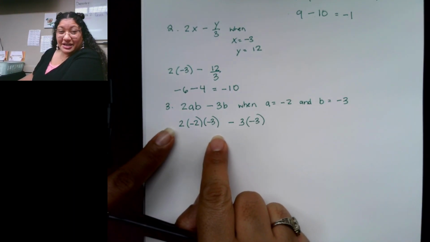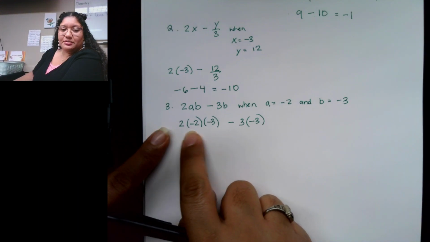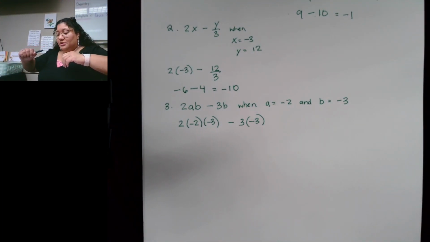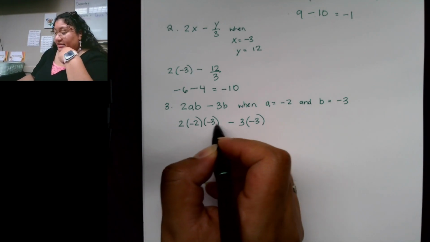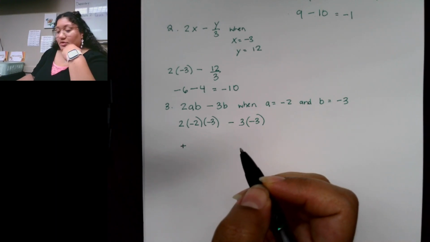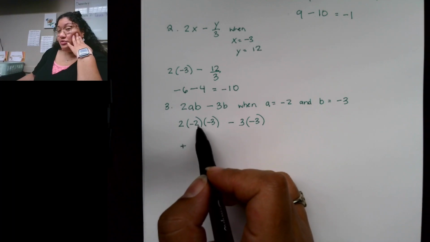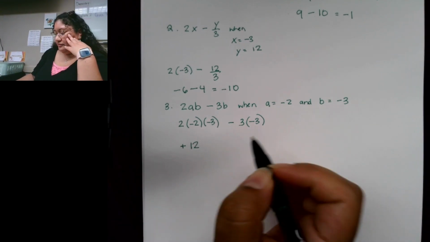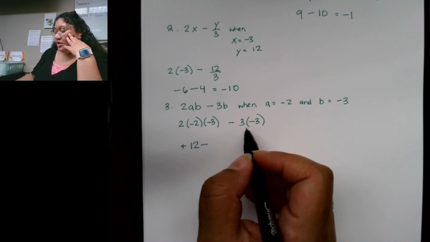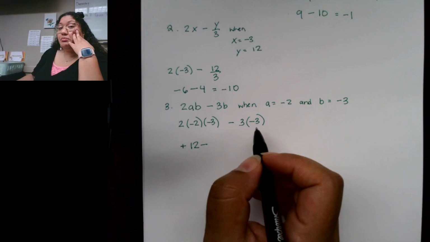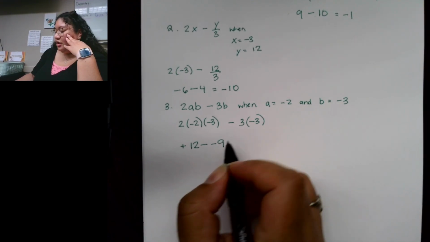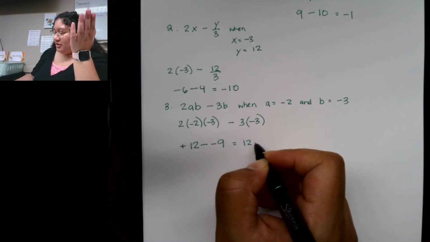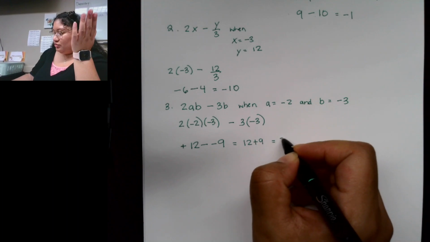I'm going to handle this side first. How many negative signs do I have here? I have 2. So if I have 2 negative signs, what do they do to one another? They become a positive. So I know that this answer will be positive. Awesome. What's 2 times 2? 4. What's 4 times 3? 12. I'm going to bring down my minus sign. What's 3 times negative 3? Negative 9. What do these two negative signs do with one another? They become a positive. So I do 12 plus 9, which gives me 21.